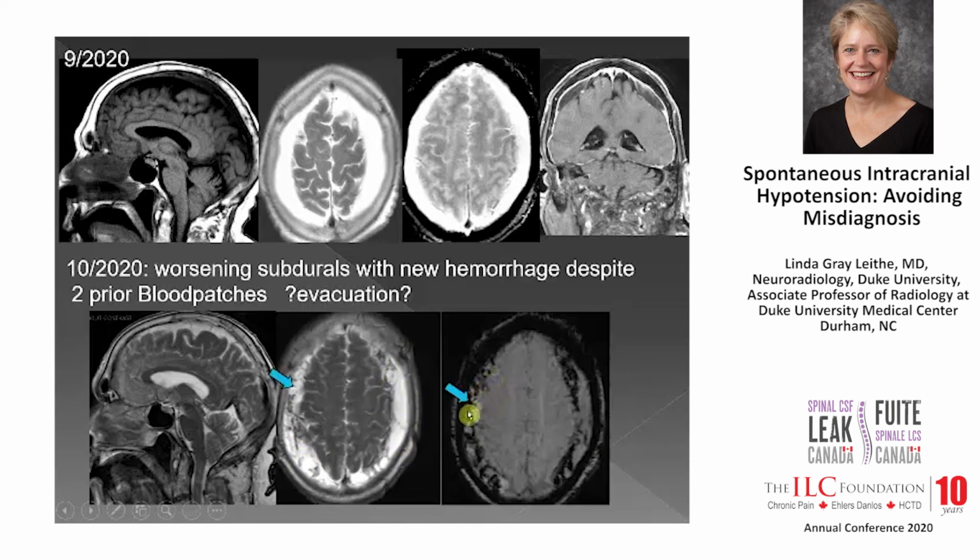And I really was thinking that maybe this patient just needed evacuation. So I talked to the neurosurgeons who actually said, no, this is not something that we're going to take care of. This is something that you're going to take care of. So we did a third myelogram, and thankfully this time we found the CSF venous fistula.